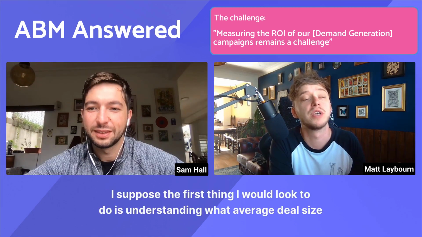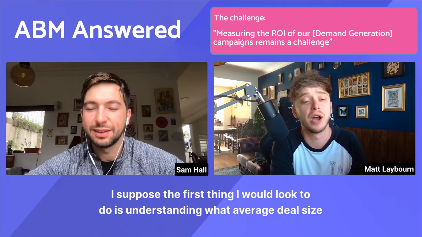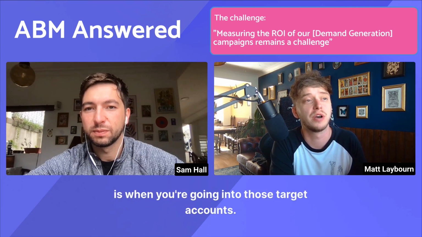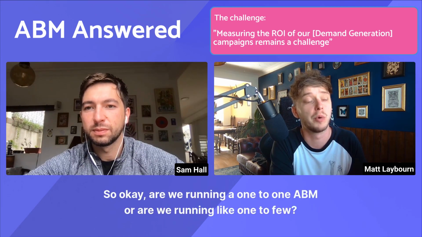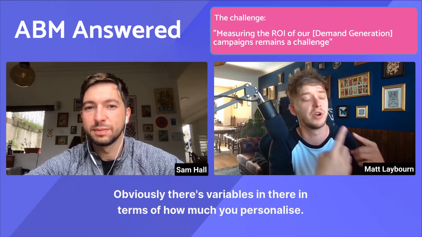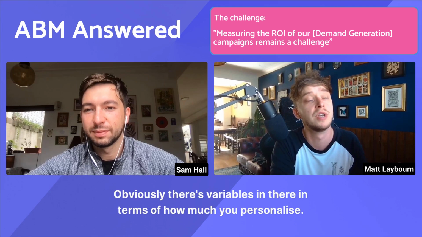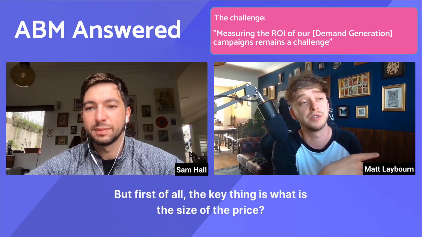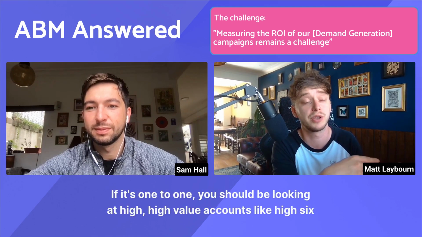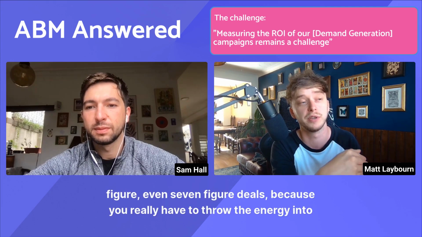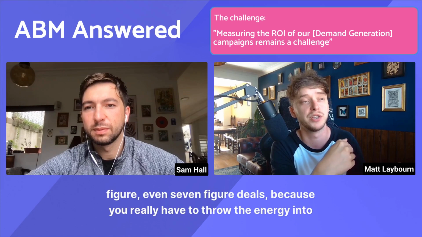I suppose the first thing I would look to do is understand what the average deal size is when you're going into those target accounts. Are we running 1-to-1 ABM or 1-to-few? Obviously, there are variables in terms of how much you personalize. But first of all, the key thing is: what is the size of the prize? If it's 1-to-1, you should be looking at high-value accounts, like high 6-figure, even 7-figure deals, because you really have to throw the energy into that.